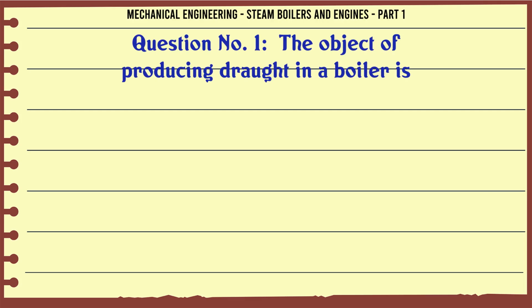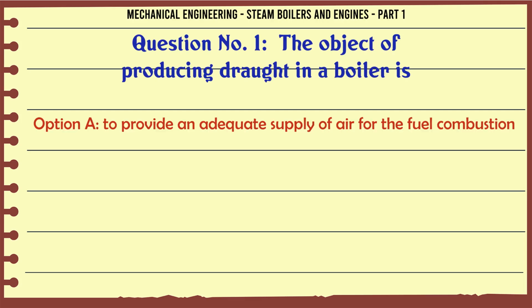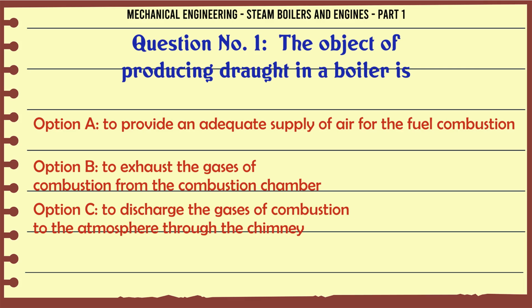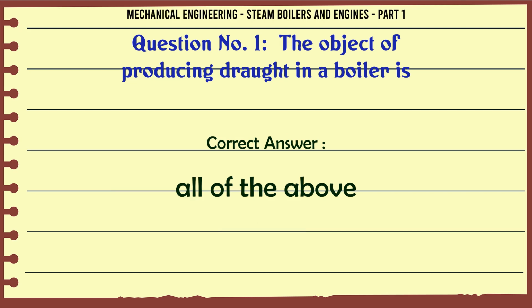The object of producing draught in a boiler is: A. To provide an adequate supply of air for the fuel combustion. B. To exhaust the gases of combustion from the combustion chamber. C. To discharge the gases of combustion to the atmosphere through the chimney. D. All of the above. The correct answer is all of the above.